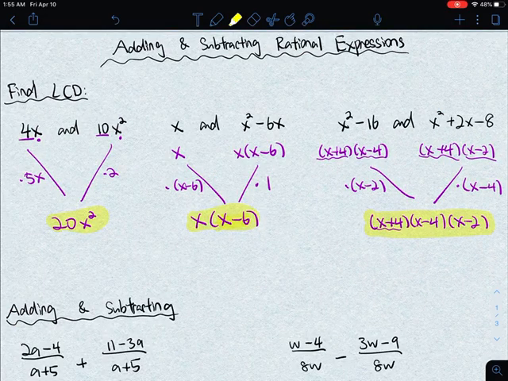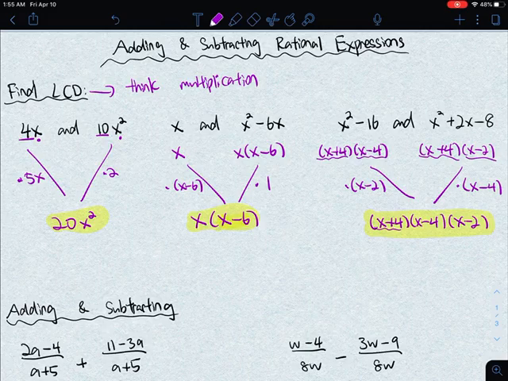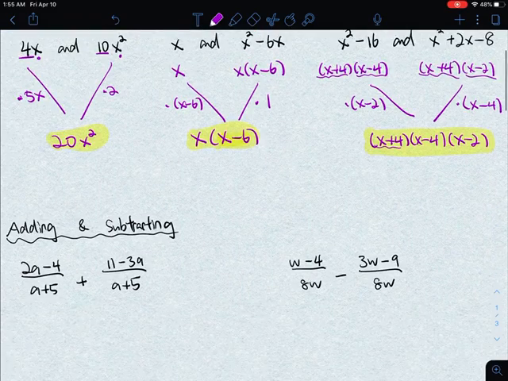Okay, once again, the LCD should be something that we can always multiply to, right? So once again, you want to think multiplication. Which is why we always do the double checking at the end to see if we can multiply from what we started with to the LCD.